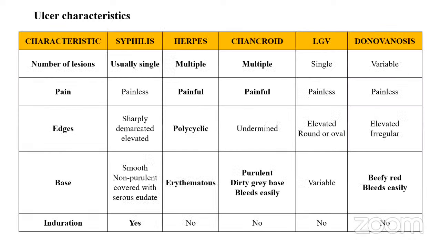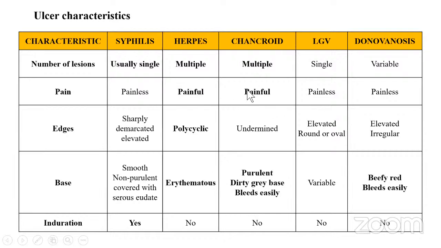To summarize the characteristics of the ulcer: syphilis, LGV, and donovanosis can have single ulcers, whereas in herpes and chancroid, they are usually multiple ulcers. And donovanosis can sometimes also have multiple ulcers. Regarding the pain, herpes and chancroid are painful.